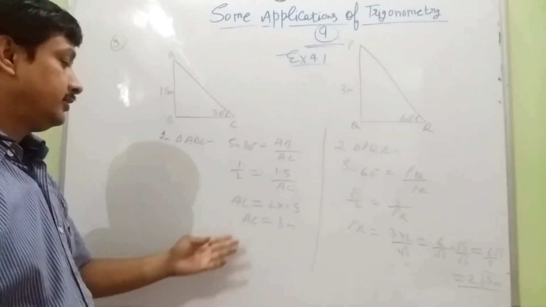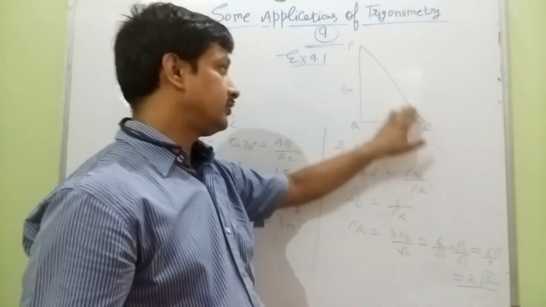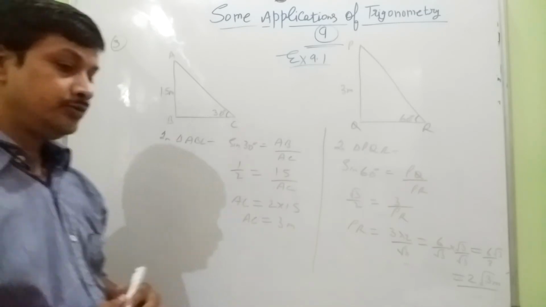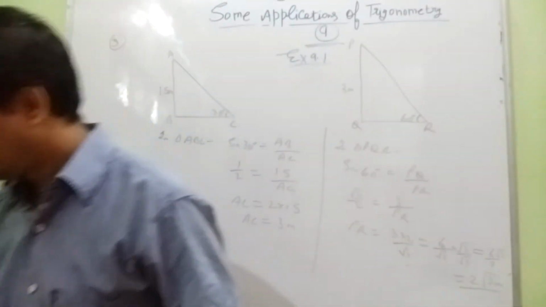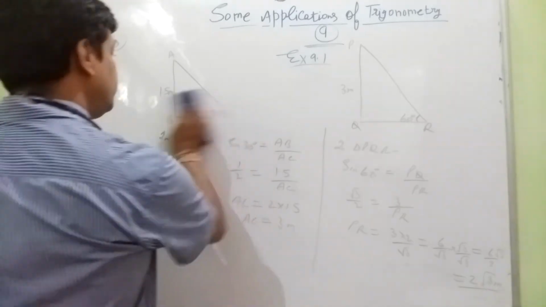So here the length of the slide is 3 meter and here the length of the slide is 2 root 3 meter. So you can pause the video to note down the solution. After this we will have the 4th question.